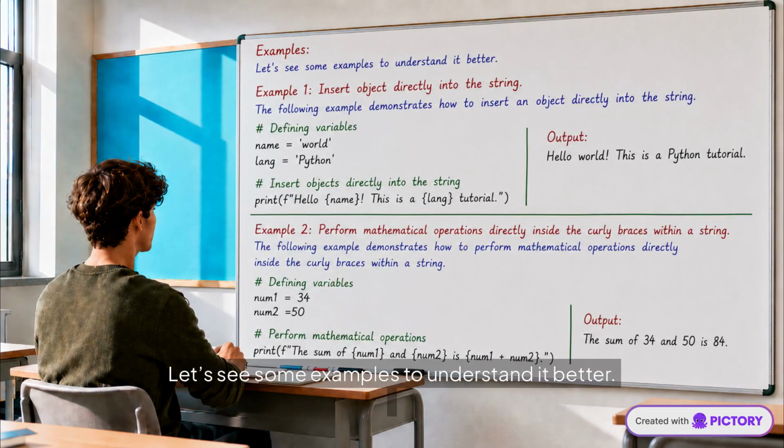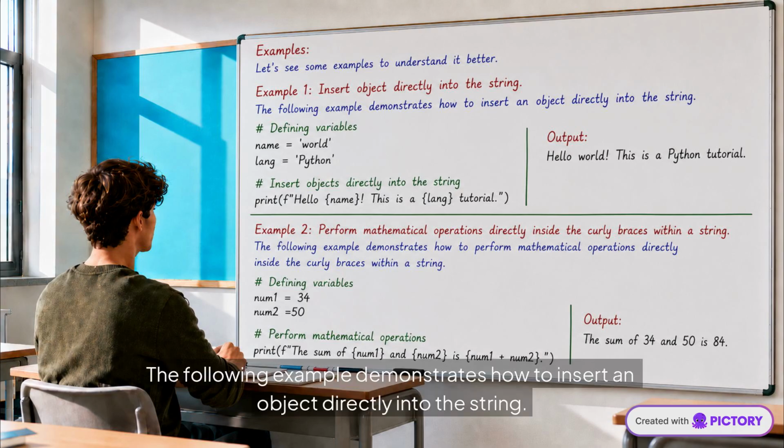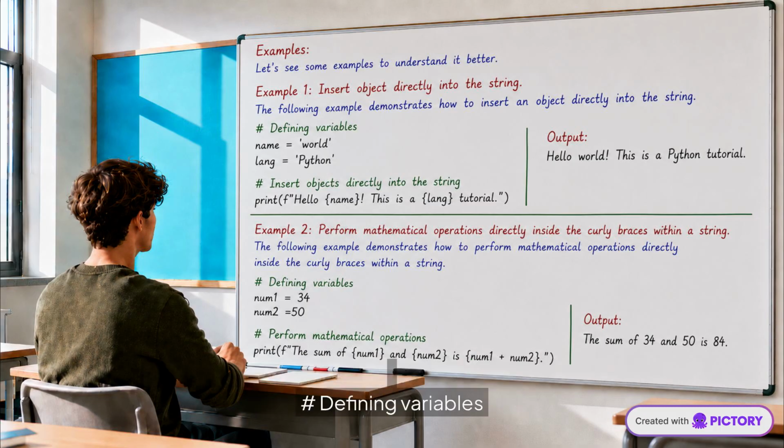Examples. Let's see some examples to understand it better. Example 1. Insert object directly into the string. The following example demonstrates how to insert an object directly into the string. Defining variables: name equals "world", lang equals "Python". Insert objects directly into the string: print(f"Hello {name}. This is a {lang} tutorial."). Output. Hello world. This is a Python tutorial.